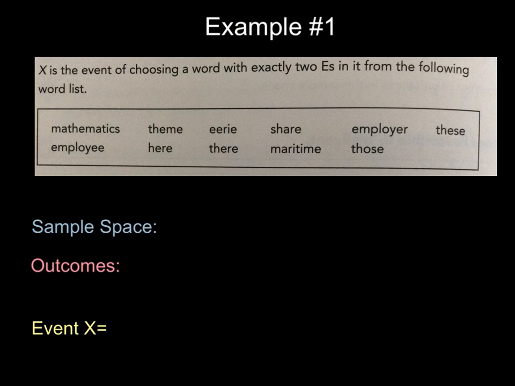Let's wrap it up with one last example. If we look at this example, X is the event of choosing a word with exactly 2 E's in it from the following word list. So actually, event X, this is only the exact 2 E's, that's only the favorable event. But we also want to talk about the sample space and the outcomes of the whole event. So the sample space is the total amount of outcomes.